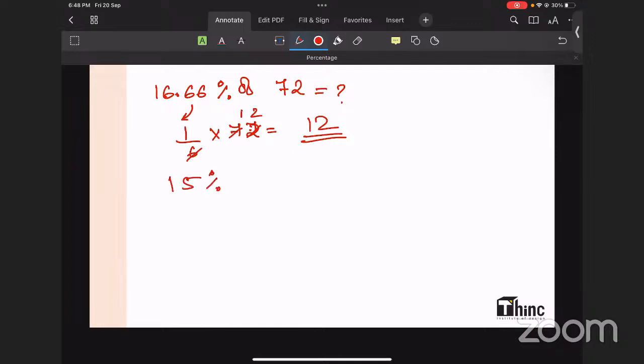15% of, we can go for the same number, 72. 15% of 72. If decimals are coming, no issue. Okay, solve this. See, we can add, subtract, multiply, divide. All these operations we can perform on percentages also.